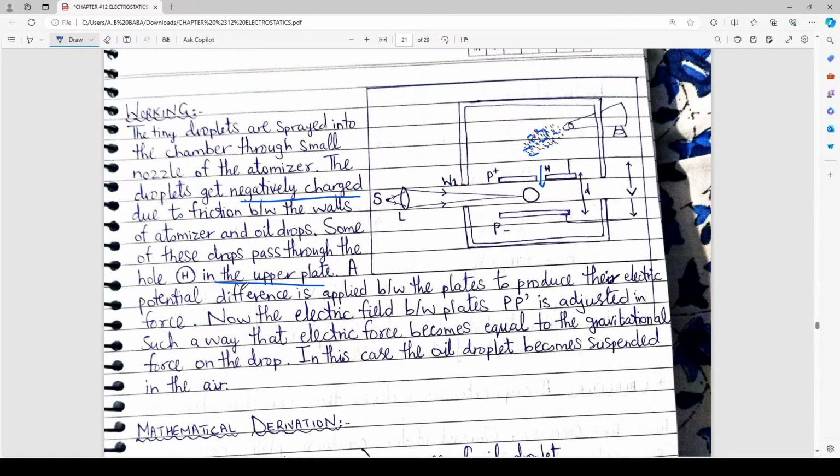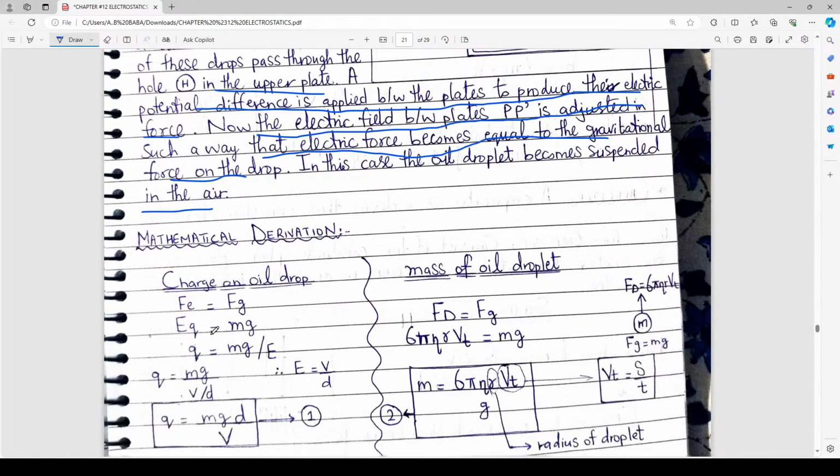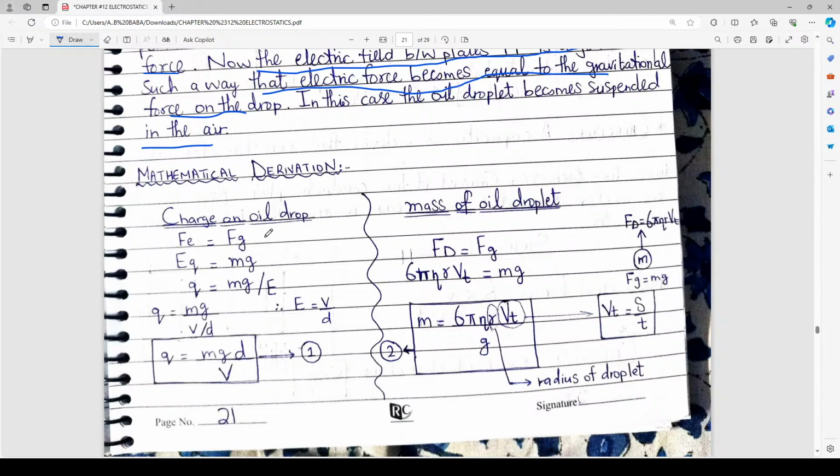In the upper plate, a potential difference is applied between the plates to produce the electric force. Now the electric field between the plates P and P prime is adjusted in such a way that the electric force becomes equal to the gravitational force on the drop, and in this case the oil droplets become suspended in the air.